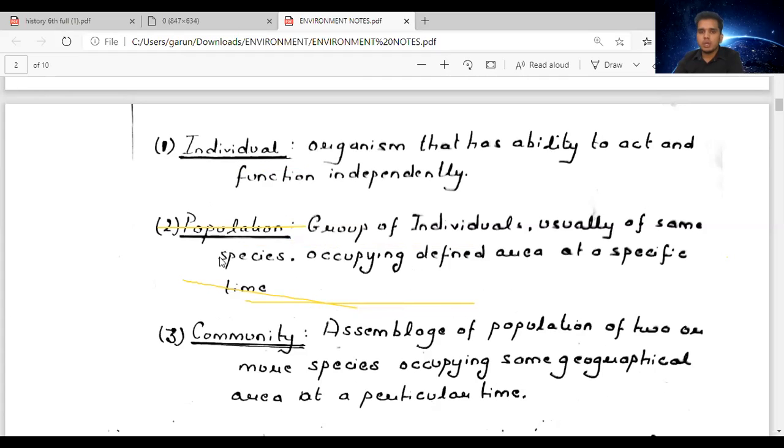So in this way, a group of individuals. An individual may be a human being, a lion, a tiger, or an elephant. Their individuality combined makes a population. If they form a group, they form the population.